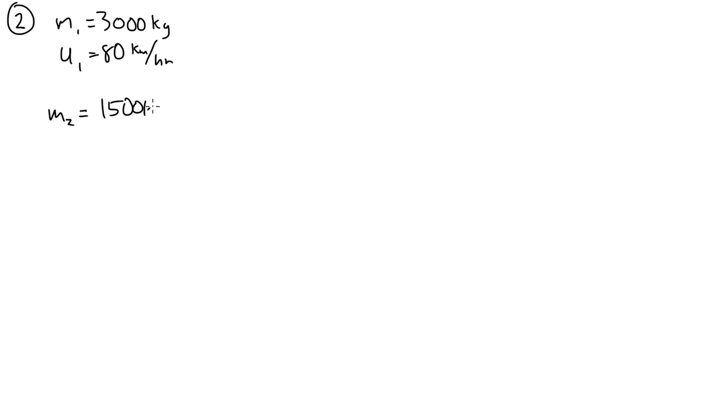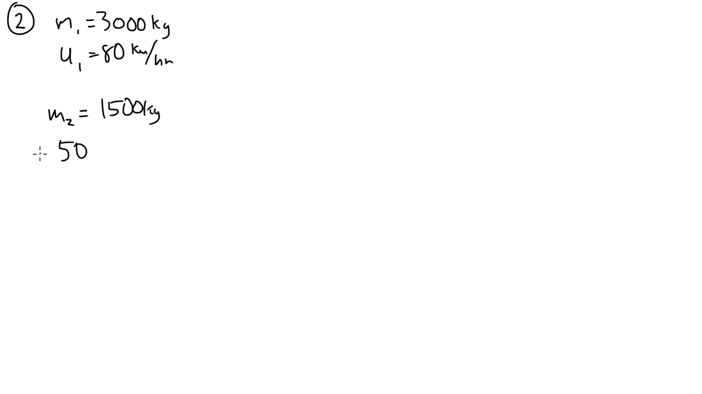Okay, problem two is pretty easy. Problem two is the one with Indiana Jones and his 3,000 kilogram German army truck. So m1 is 3,000 kilograms, and he is initially driving at 80 kilometers per hour. So u1 is 80 kilometers per hour. And he runs into the back of a German staff car, which is that mass.